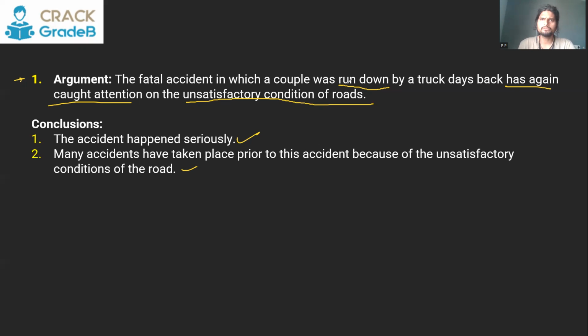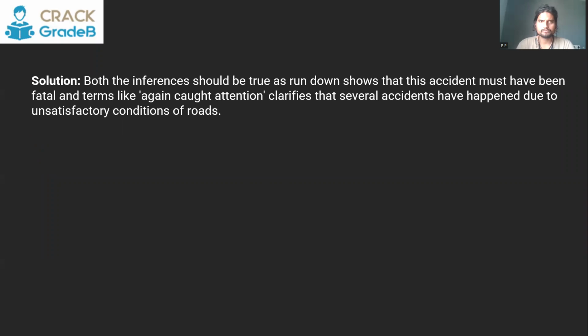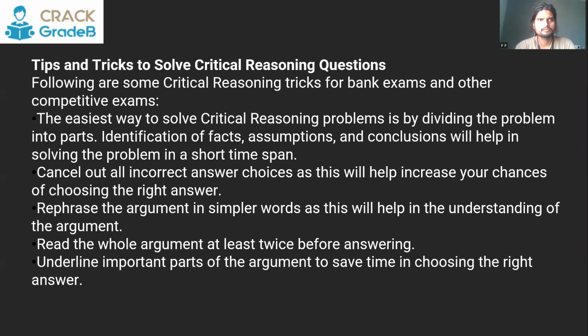Let me once again tell you what you can do to tackle this question. Some tricks from my side. Following are some critical reasoning tricks for these exams. The easiest way to solve a critical reasoning problem is by dividing the problem into parts. Identification of facts, assumptions and conclusions will help solve the problem in a short time span. Cancel out all incorrect answers. That is helpful because sometimes there will be very stupid arguments that you can actually cancel out. And then you can go to the options as well.